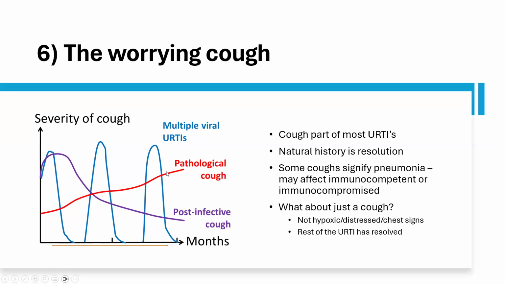When you see multiple viral infections in waves, that's either from exposure at school or preschool, or possibly even intermittent because of hyperreactive airways. Then you would worry about pathological coughs. You would worry it is pathological when it seems to last and get worse and worse over time. Whereas quite a lot of the time we see a cough that's worse in the first week or two and then lingers, but eventually will settle.